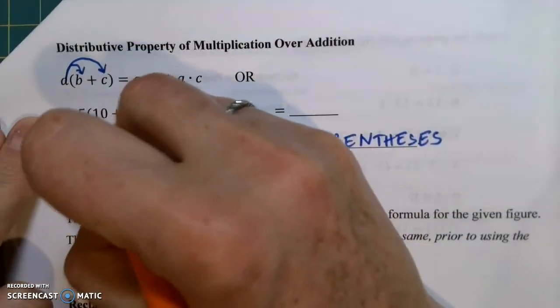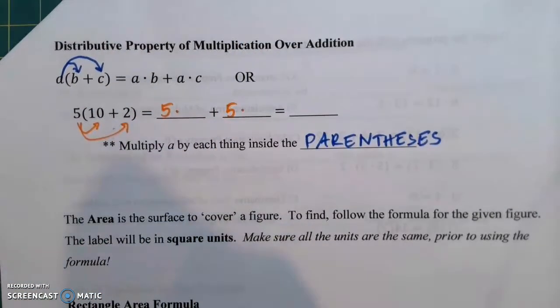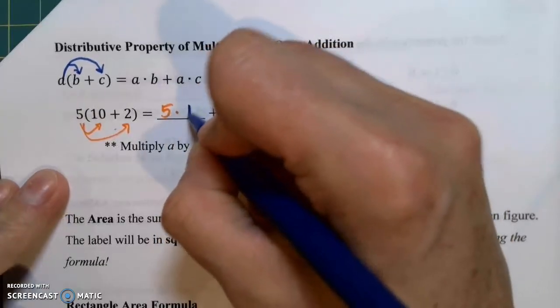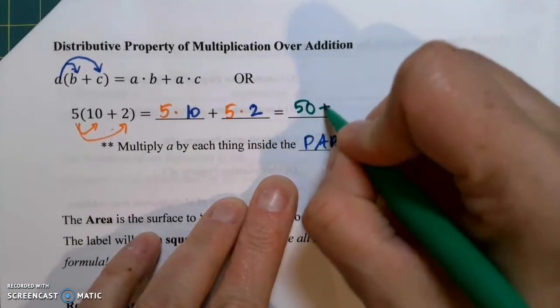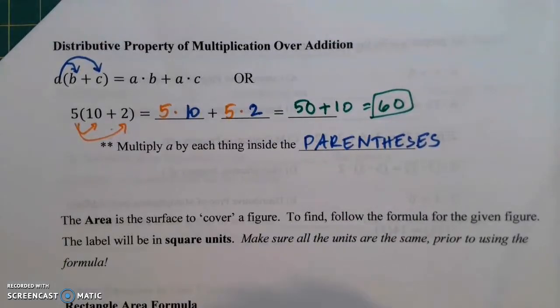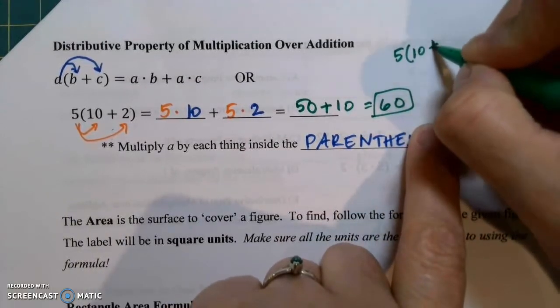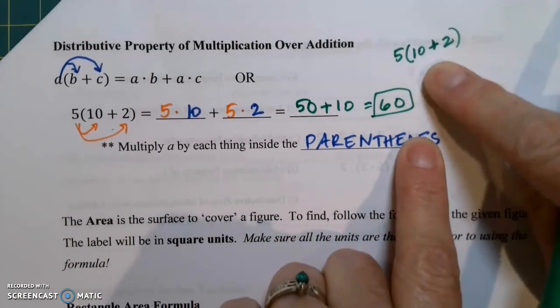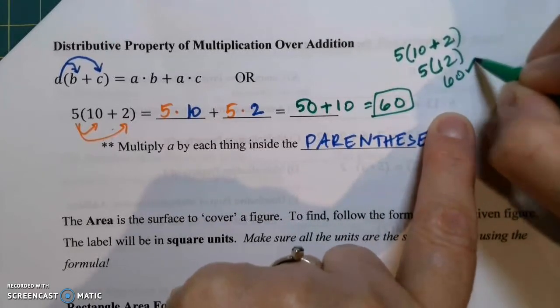So we are going to multiply the 5 by each thing here. So we get 5 times the 10 and 5 times the 2, which is going to give us 50 plus 10, or 60, which would be the same as if we were doing the addition inside the parentheses and following our usual order of operations. So if we looked at our usual order of operations, we would do those parentheses first. So we have 5 times 12, which would be 60.